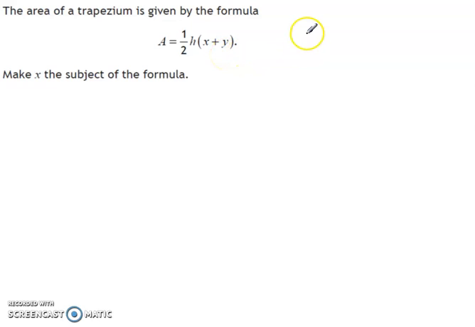Here in this question, what we're looking at is the topic of changing the subject of a formula. What we've got to remember is that the subject of a formula is what you are calculating based upon that formula. If we look at what we've got here, it's the formula for the area of a trapezium. The subject of the formula at this point is A, the area, because that is what we're using the formula to calculate. What we're looking to do is change the formula around and make X the subject.